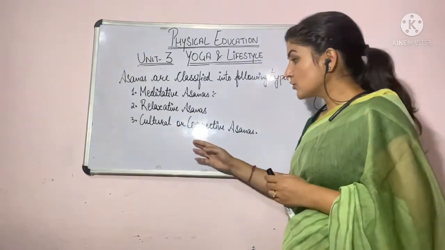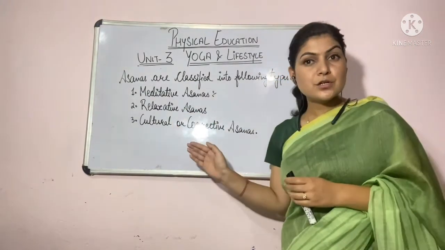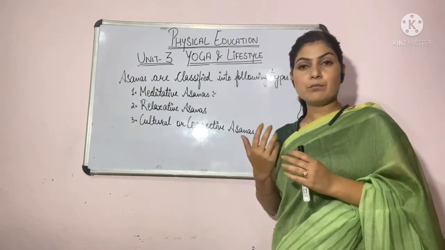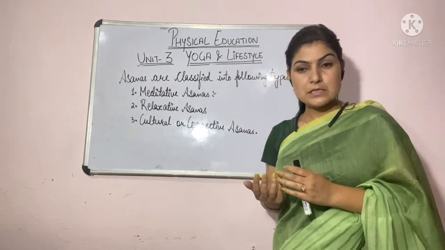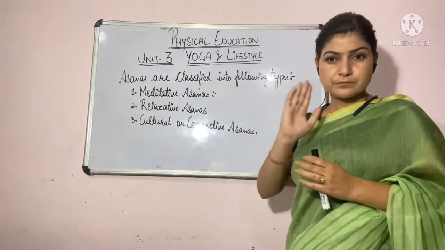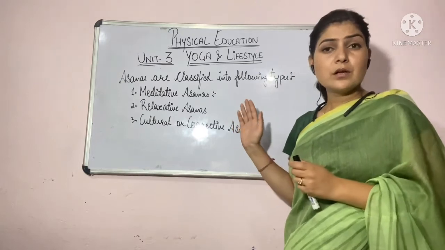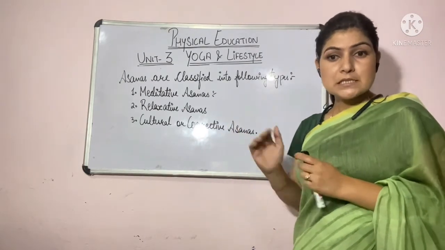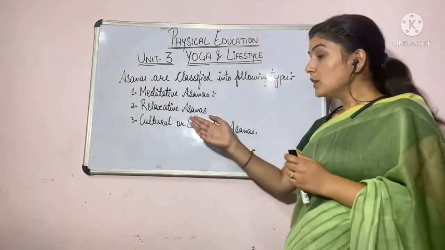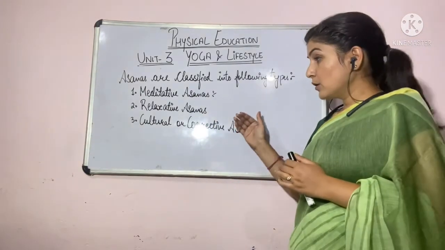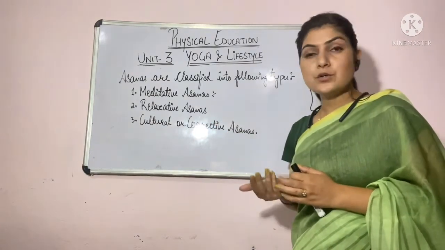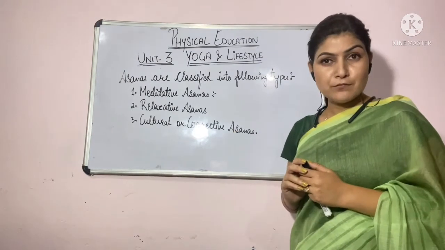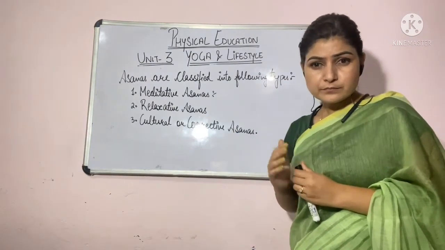Third is your cultural or corrective asana. Corrective means to correct your body posture, to correct your diseases. So corrective asanas are Shalabhasana, Bhujangasana, Mayurasana, Paschimottanasana. All these asanas are corrective asanas with which you can correct your diseases, with which you can correct your postures. These are very helpful in physical development.